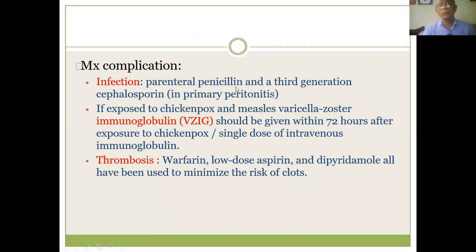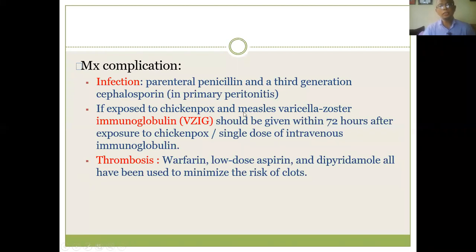And you also have to treat the complication. Say if there is infection, then you can give parenteral penicillin or penicillin group of drugs. Even you can give third generation cephalosporin in case of primary peritonitis, that is ceftriaxone, cefixime and others.